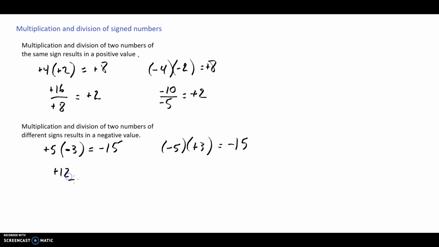Positive 12 divided by negative 4. We have a positive divided by a negative. They are different signs. The result is negative. And a negative value divided by a positive value. Opposite signs, the result is negative. All right? So multiplication and division of signed numbers. Make sure you are confident with that process.